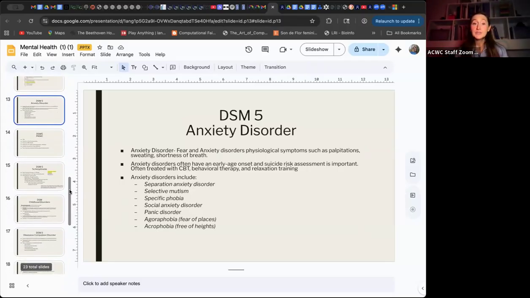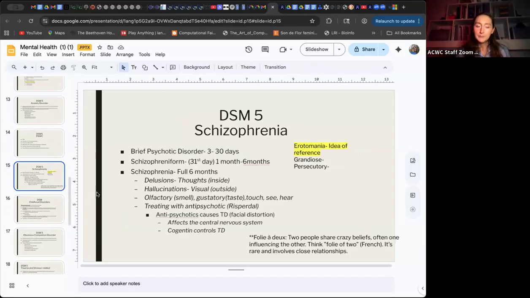Oh, another useful thing to remember is that the anxiety disorders are almost always, as you see right here, often treated with CBT. In a lot of the questions, that will be the answer: treatment with CBT and/or medication. Okay. Now coming back to schizophrenia for a second.